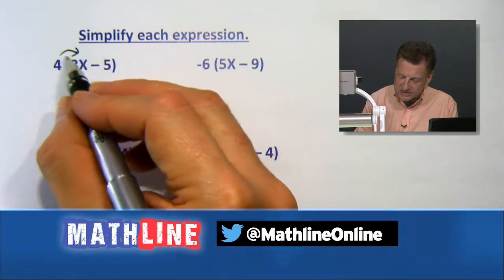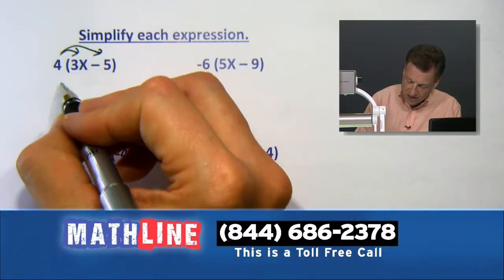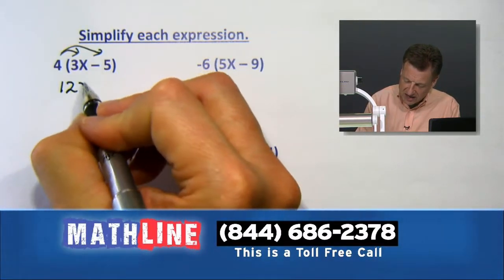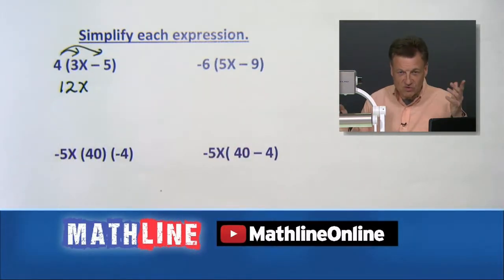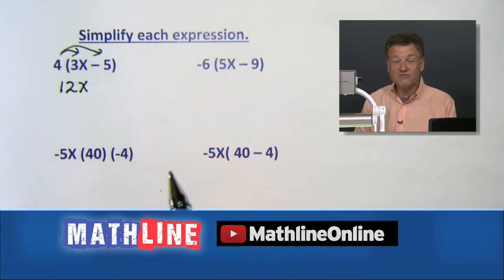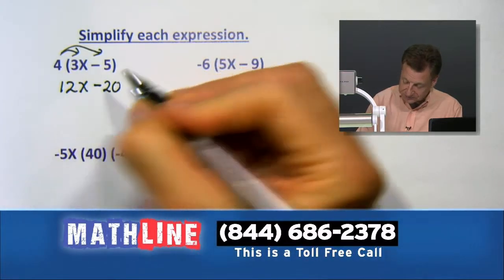We're going to take 4 times your 3x, 4 times your -5, and we're going to end up with 12x, because that's what happens when you multiply. 4 times 3, bring the x for the ride, and go 4 times -5, we're going to have a -20.